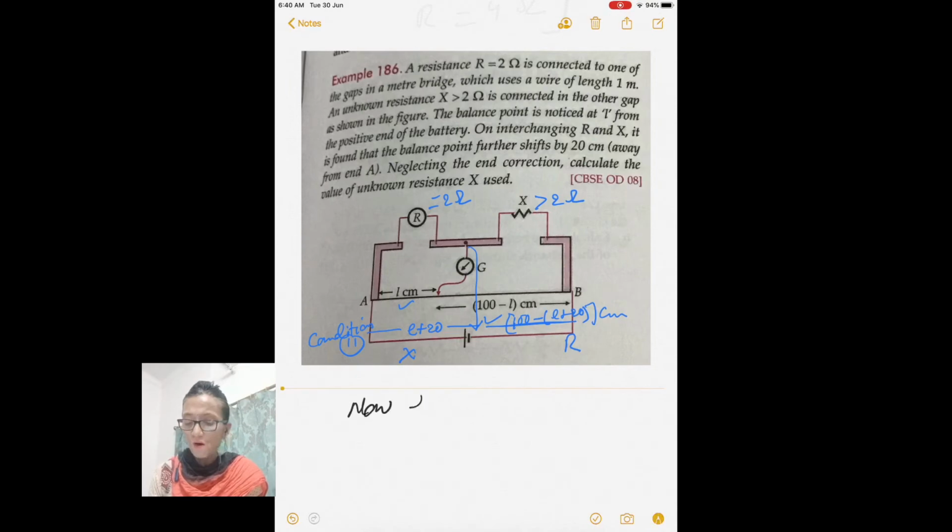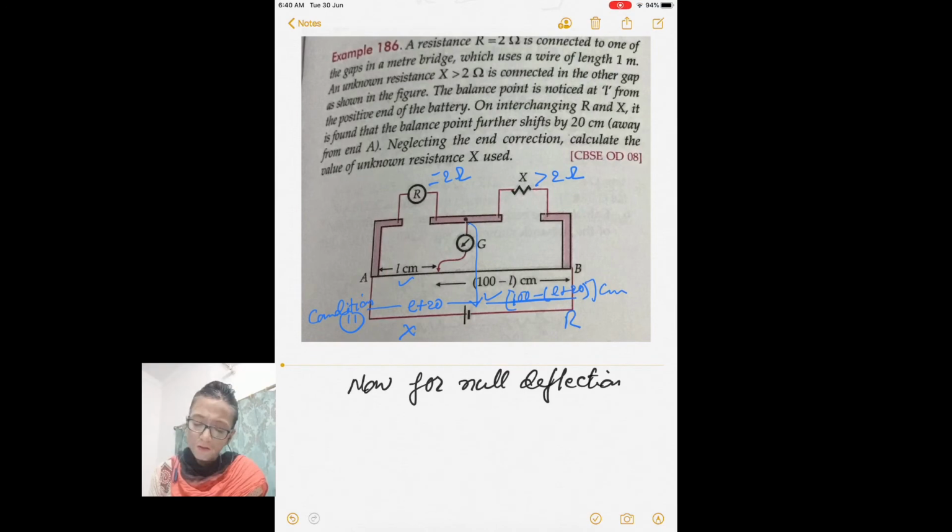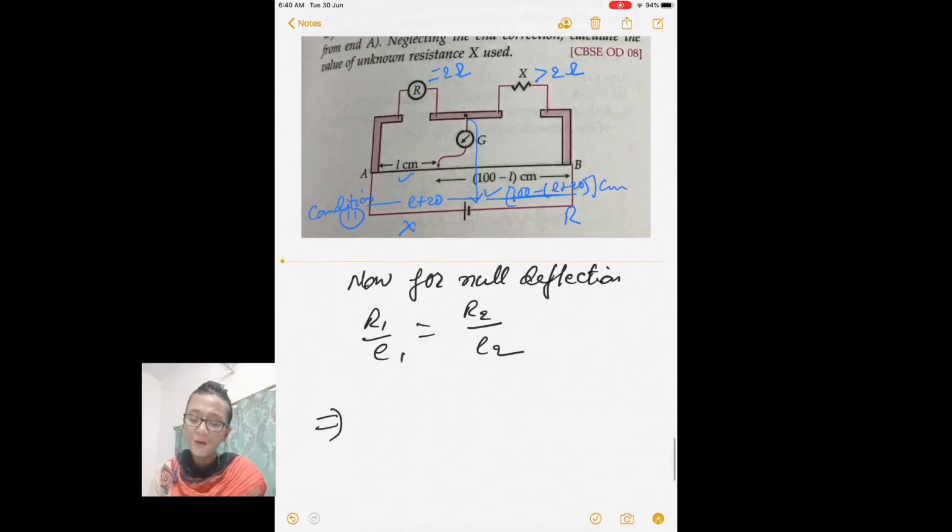Now null deflection means there is no current flowing through the galvanometer. When no current flows through the galvanometer, then the ratio of R1 to L1 must be equal to R2 upon L2. R1 upon L1 is equal to R2 upon L2. And it implies that 2 upon L is equal to X upon 100 minus L. This is the first condition.